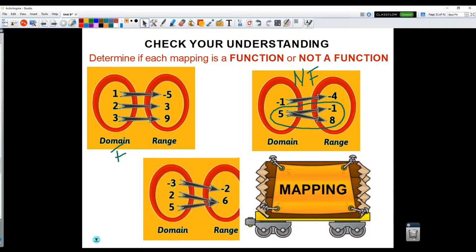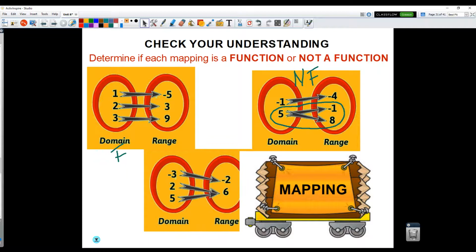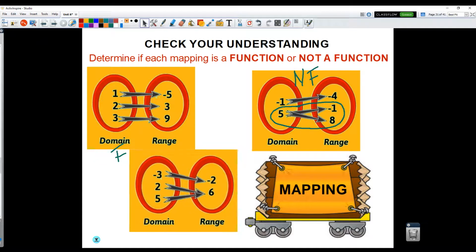One last example here. Let's look at our last one. So I have -3 to 5, which is mapping to -2, 6. I want you to notice that 2, 5 maps to the 1, 6. Y values can repeat. X values cannot. Since there is one arrow from each one of those domain values, this is a function.